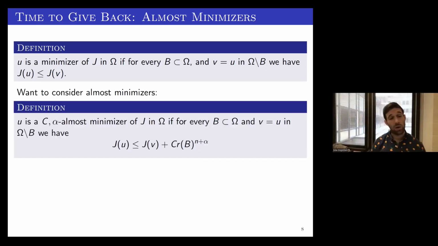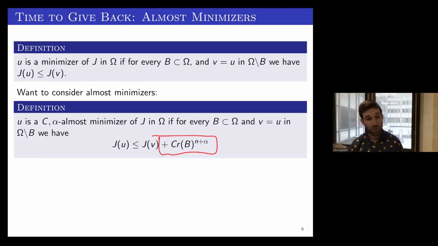We're going to consider what are called almost minimizers, right? So if you put your hand over this part of the definition, it's exactly the definition of minimizers. But instead, we have this error. And this error, we want to be uniform, but we want it to get small in the radius of the ball. Okay, and what is this n plus alpha?